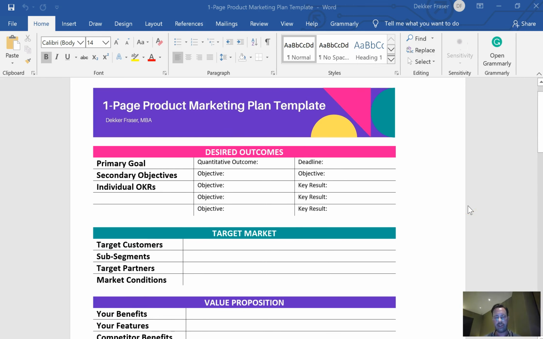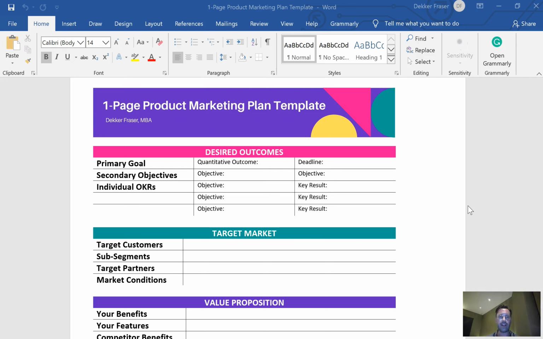Let's get started. So the first thing that you need to consider, and this is something that a lot of marketers ignore, is the desired outcomes. They jump straight into the strategy without knowing where it is they're trying to go, because the strategy is really only useful as a means to achieve outcomes.